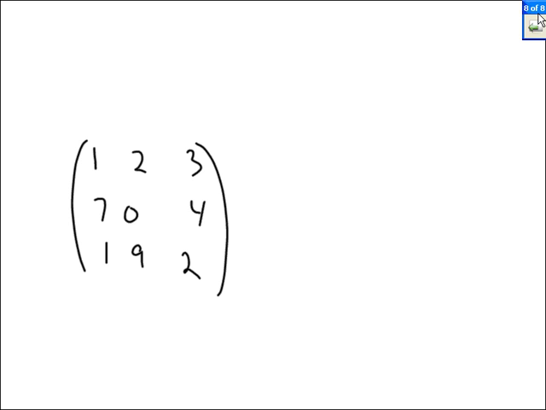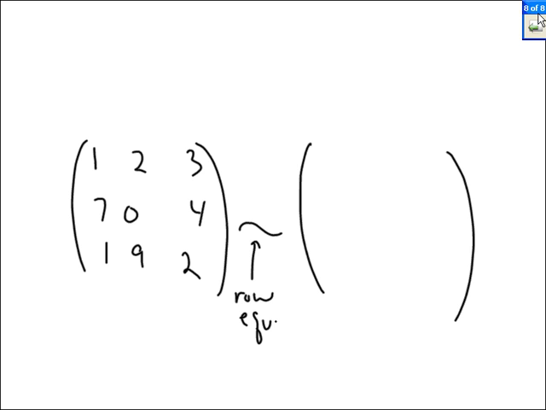Let's talk about elementary row operations. If you have a matrix 1, 2, 3, 7, 0, 4, 1, 9, 2, and you perform a row operation, you get another matrix. We use this symbol to mean that the two matrices are row equivalent. This means row equivalent.